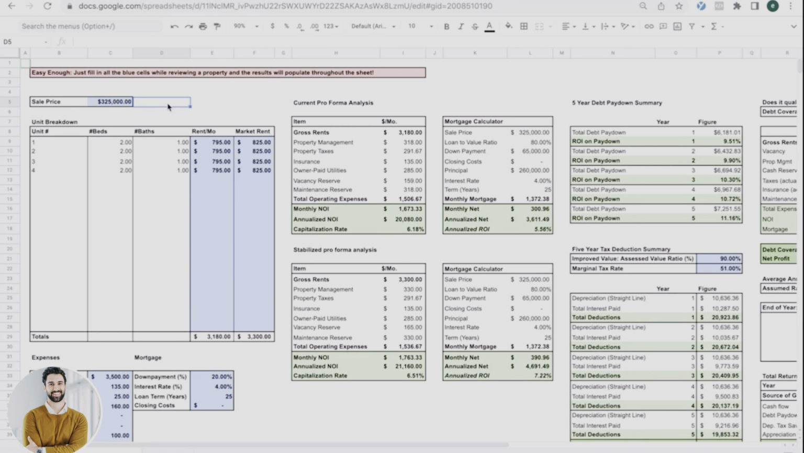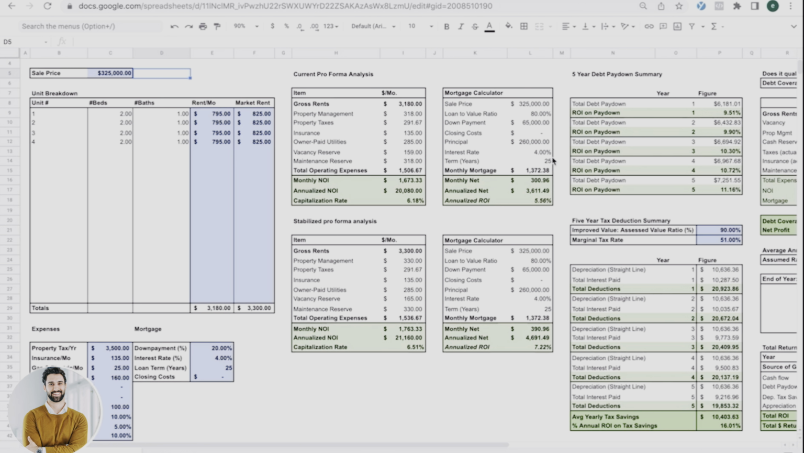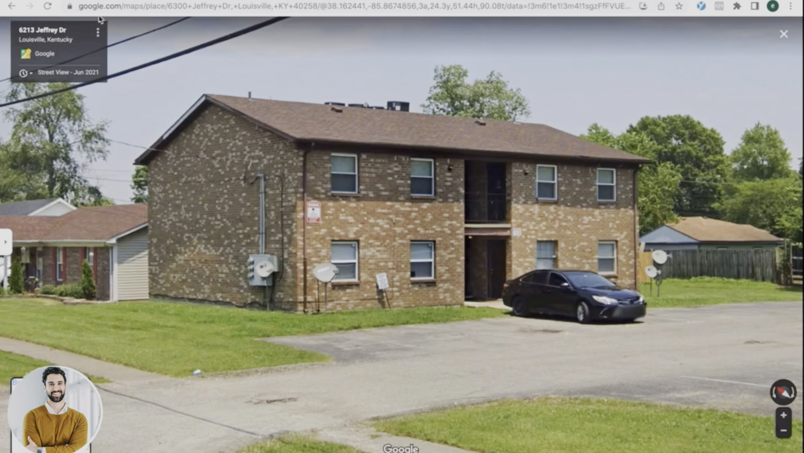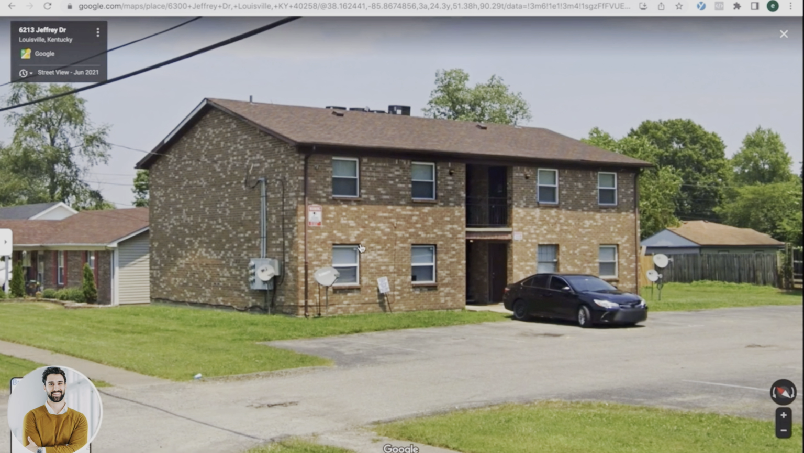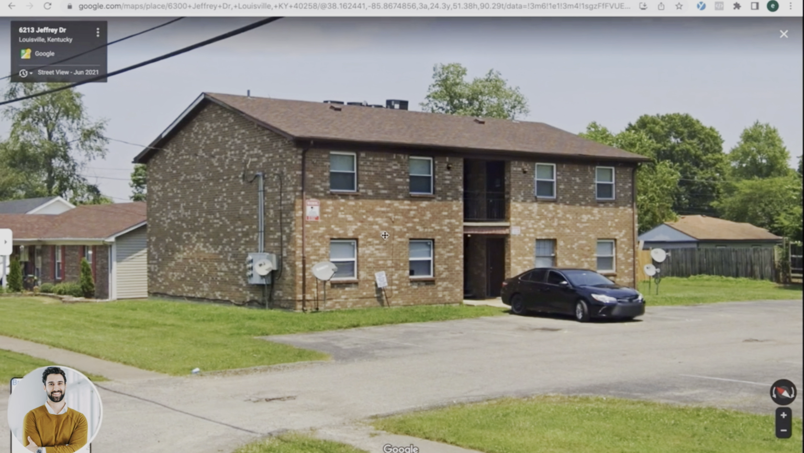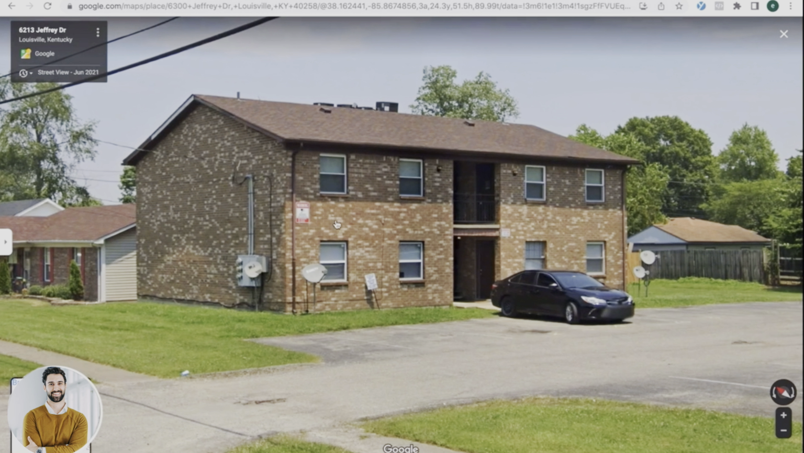So let's talk about some of the key metrics you're going to pull out of a financial analysis for a basic rental property, something like this. This is just a random fourplex in Louisville, Kentucky. I say Louisville, and I get corrected by the locals every single time. It's down the street from a property that I personally own.